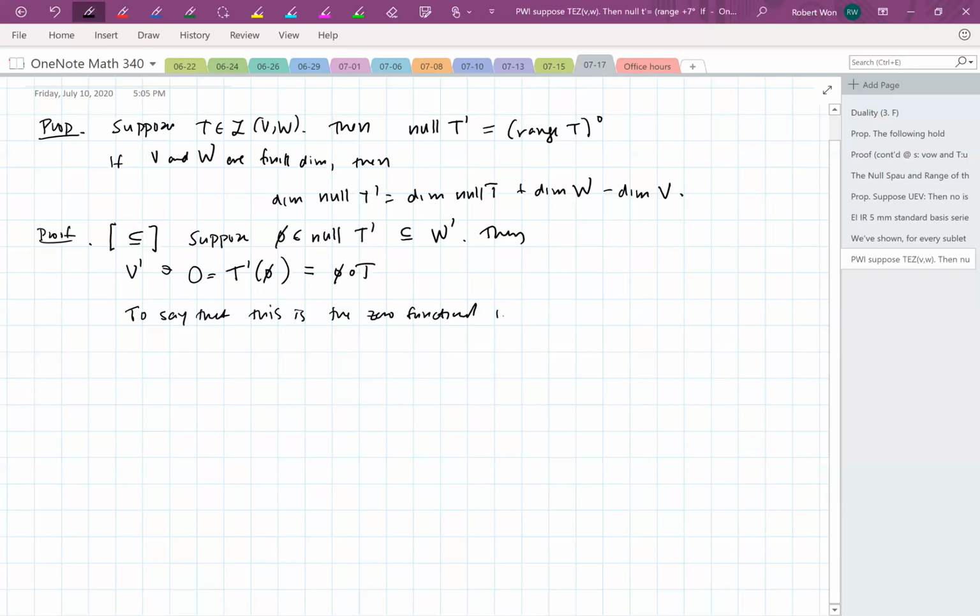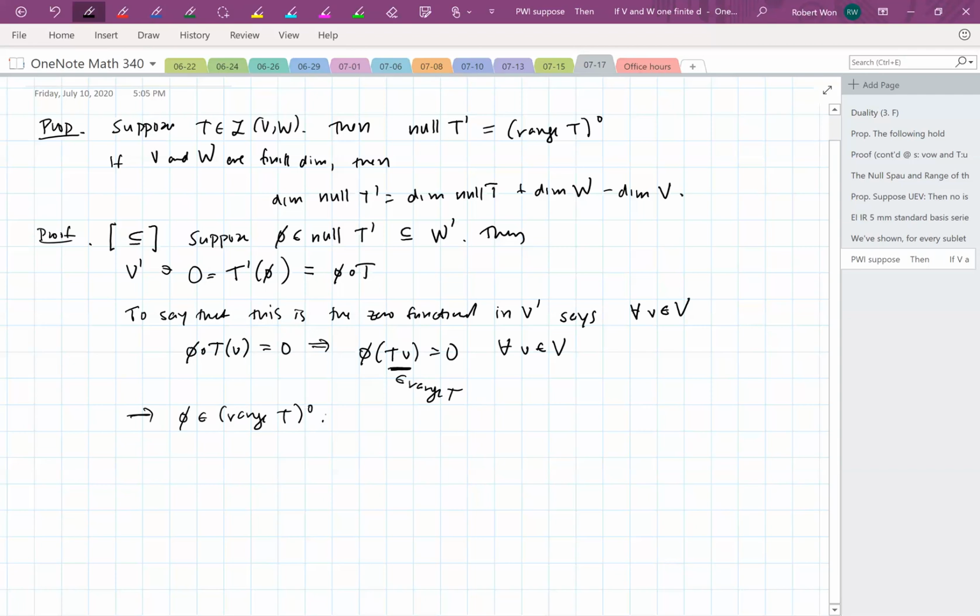So to say that this is the 0 functional in V dual says that for all v in V, phi of T of v equals 0. But this means phi of T of v equals 0 for all v in V, which exactly says that phi, if you plug in any element of the range, you get 0. This is what an arbitrary element of the range of T looks like, and you get 0. So this says that phi is in the annihilator of the range.